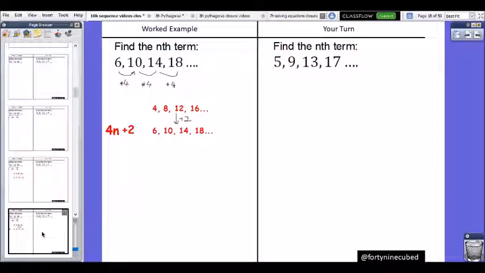Could you use that to try this example then? Your example is 5, 9, 13, 17. You want to ask yourself, what's my sequence going up in? And how does my sequence compare to that times tables? Pause the video if you need to, and I'll reveal the answer in a couple of seconds. You should have got 4n plus 1, because this is the 4 times tables, but 1 more than the 4 times tables.